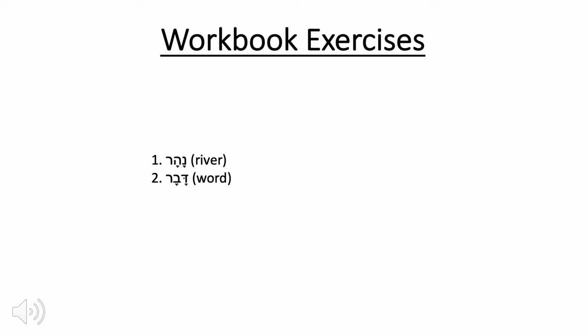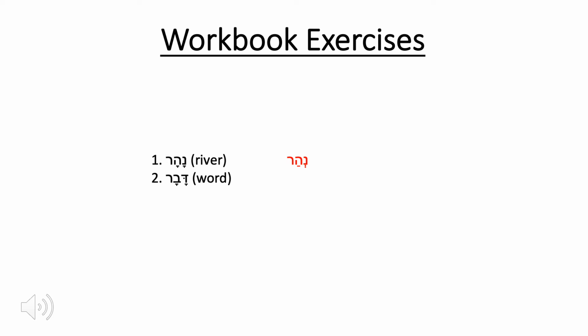So here for number 1, the word is nahar, river. How would we conjugate this in the masculine singular construct form? The answer to number 1 is nahar. It sounds the same, but it is spelled differently.